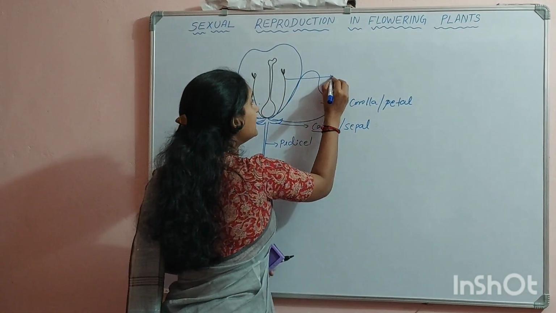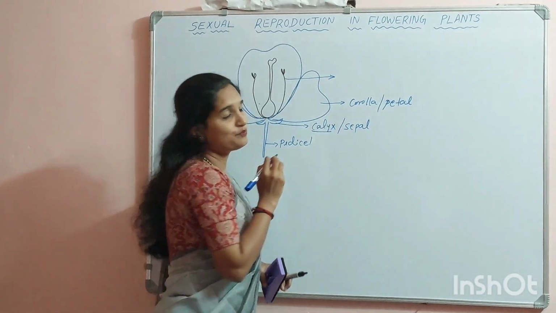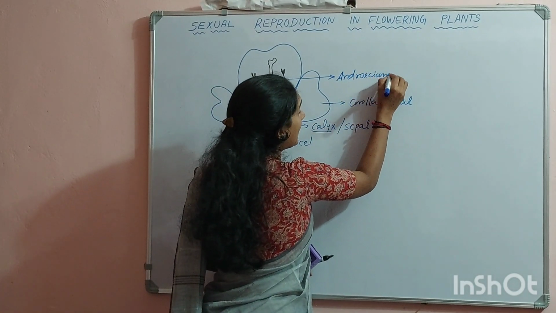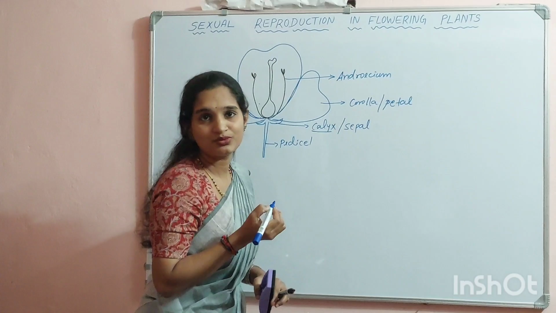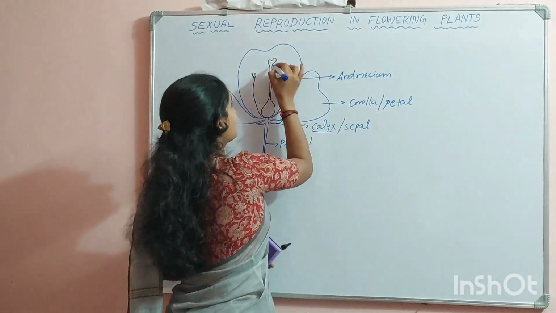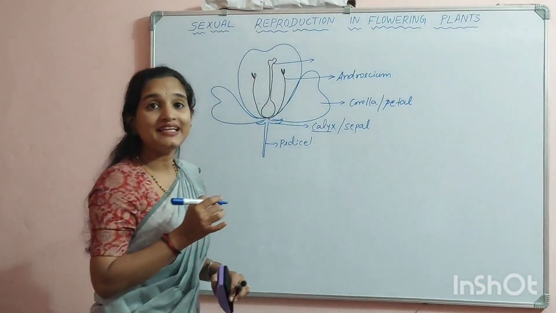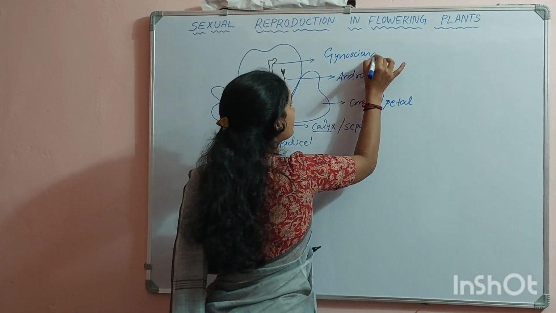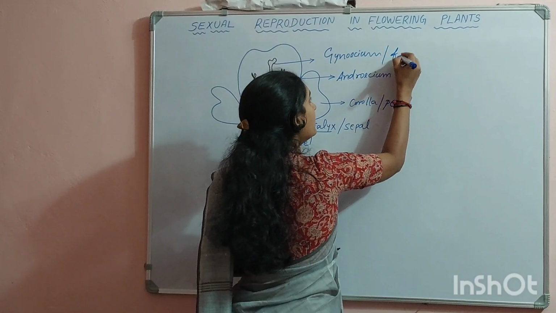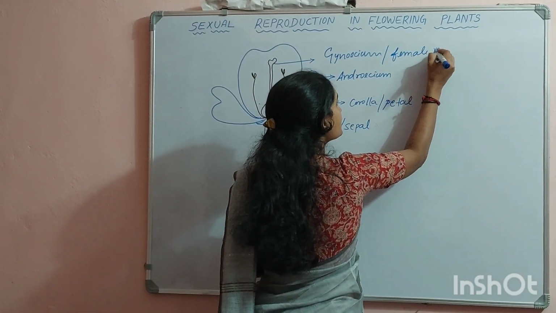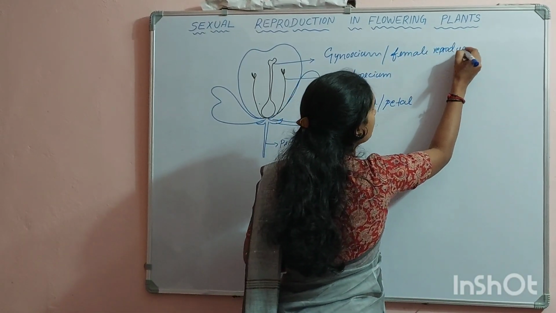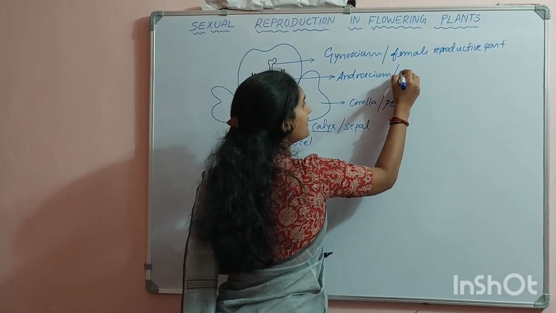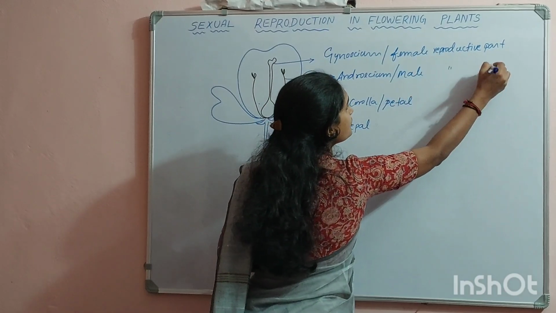The next whorl is the androecium, a very important part. Androecium is the male reproductive structure in a flowering plant. Next, the innermost whorl is the gynoecium, the female reproductive part. This is the androecium, the male reproductive part.